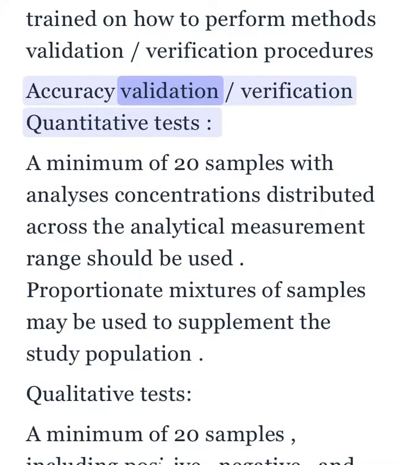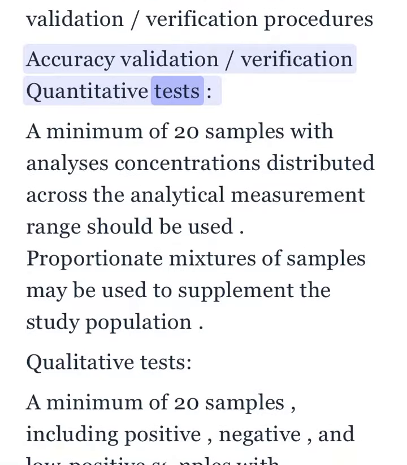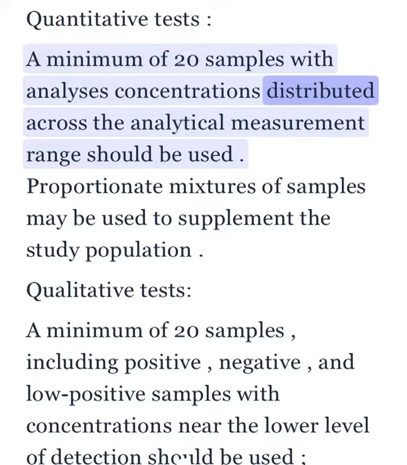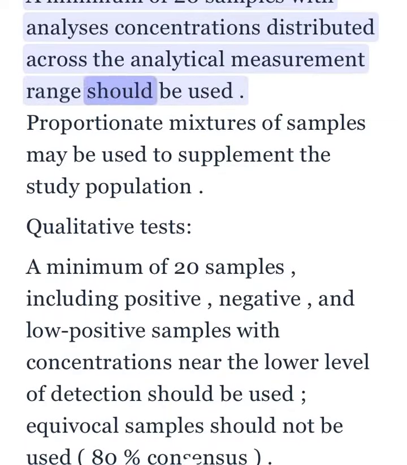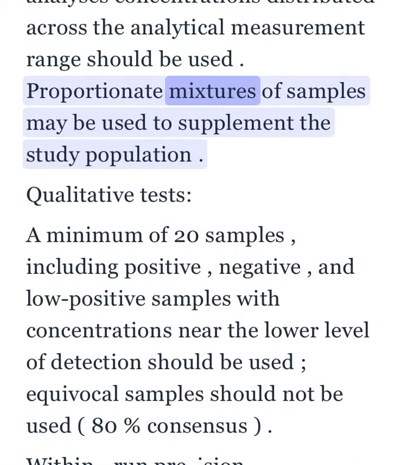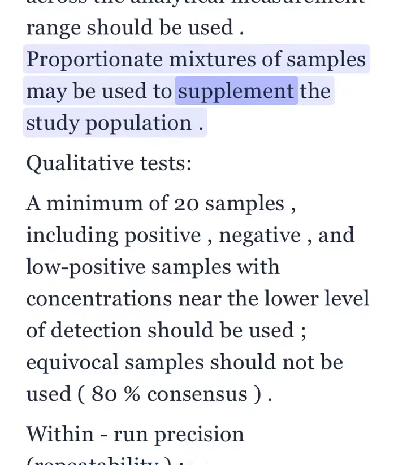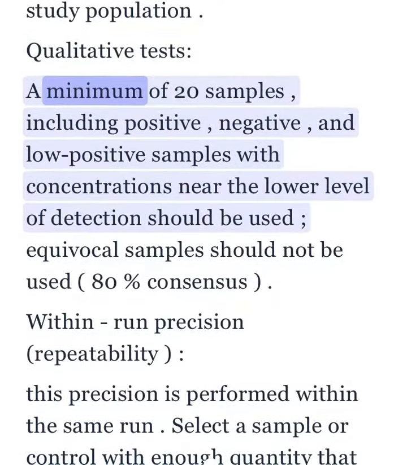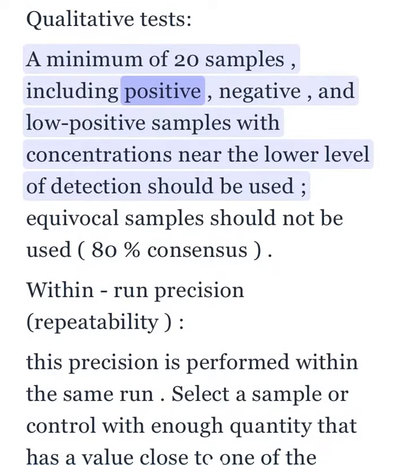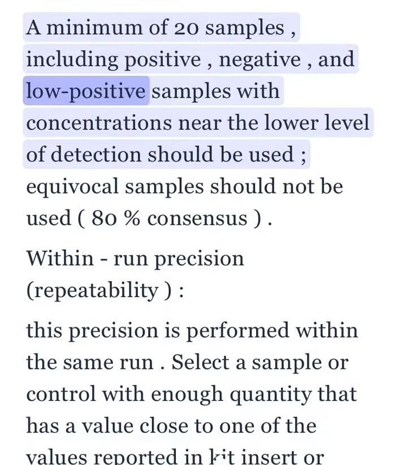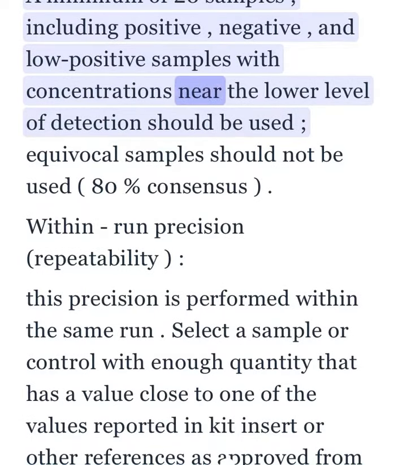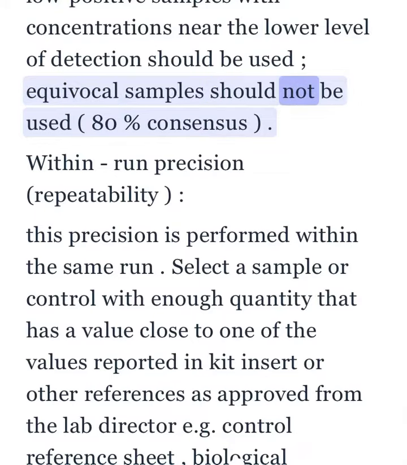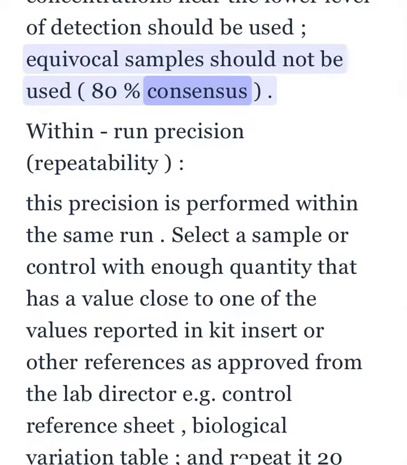Accuracy validation, verification quantitative tests: a minimum of 20 samples with analyte concentrations distributed across the analytical measurement range should be used. Proportionate mixtures of samples may be used to supplement the study population. Qualitative tests: a minimum of 20 samples, including positive, negative, and low positive samples with concentrations near the lower level of detection should be used. Equivocal samples should not be used, 80% consensus.